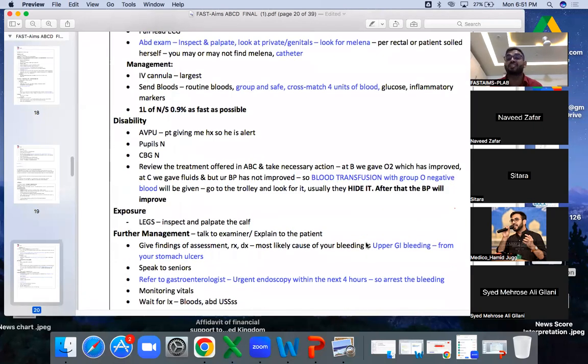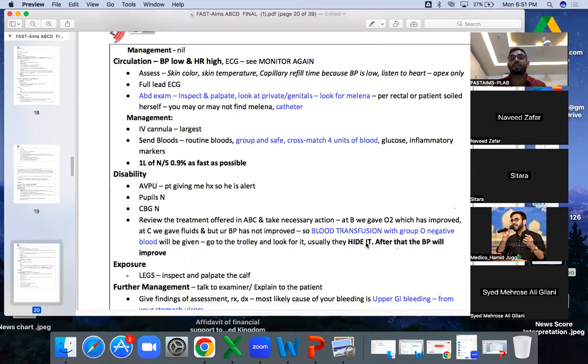The last thing they want to hear from you is whether you have done the abdominal examination or not. In this scenario, abdominal examination is important because of the epigastric pain. You should do the abdominal examination. If it is post-operative, do the genital examination as well. If it is an upper GI bleed, you need to do the abdominal examination.